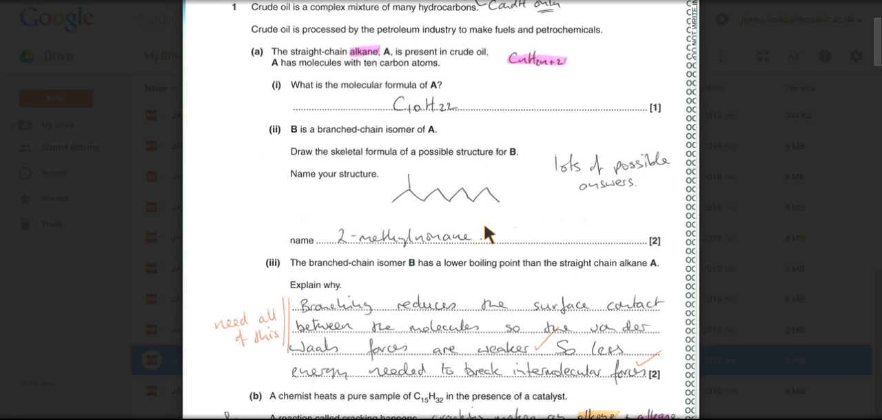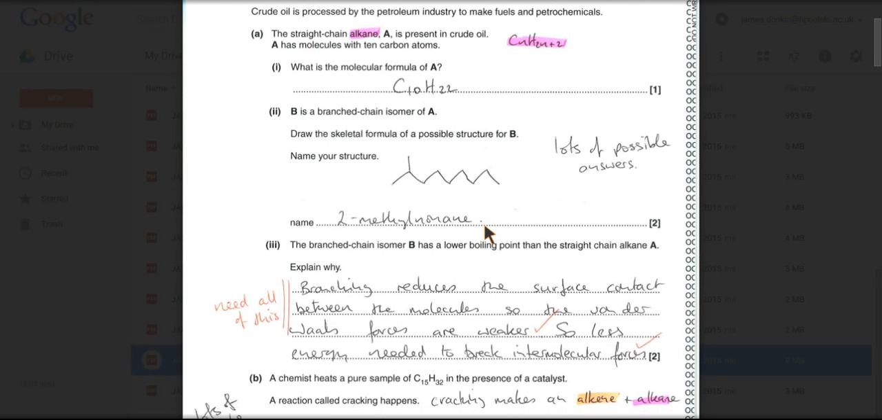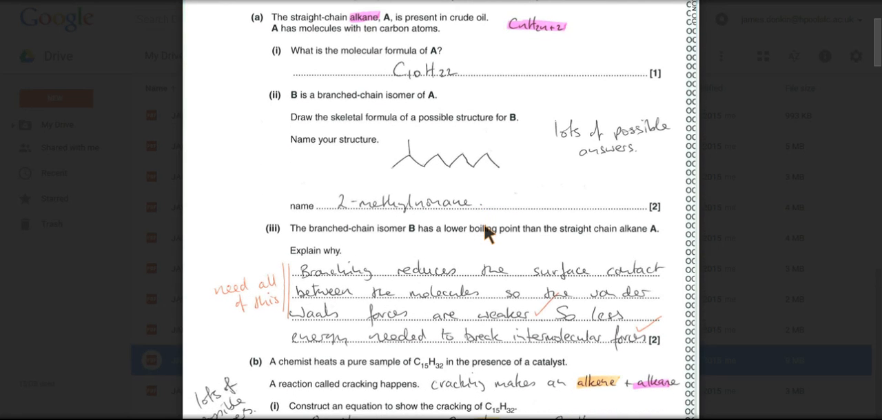B is a branched chain isomer of A. Draw the skeletal formula for a possible structure of B. There's lots of possible answers here. I've just gone for the easiest one. I've turned it into a continuous chain of 9 with the branch on the second carbon. So that would be 2-methyl nonane.